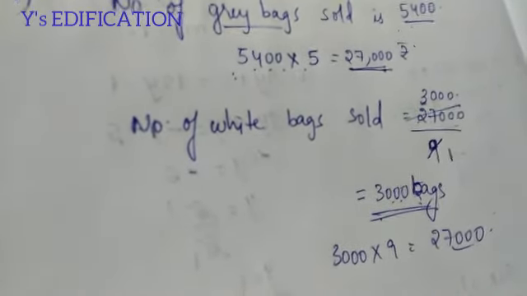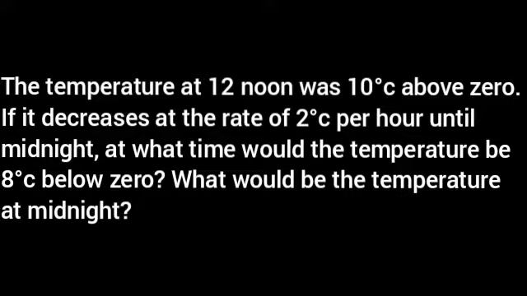Okay. Now let's see the third question. The temperature at 12 noon was 10 degrees centigrade above zero. If it decreased at the rate of 2 degrees centigrade per hour until midnight, at what time would the temperature be 8 degrees centigrade below zero? What would be the temperature at midnight? What is given in the question here?